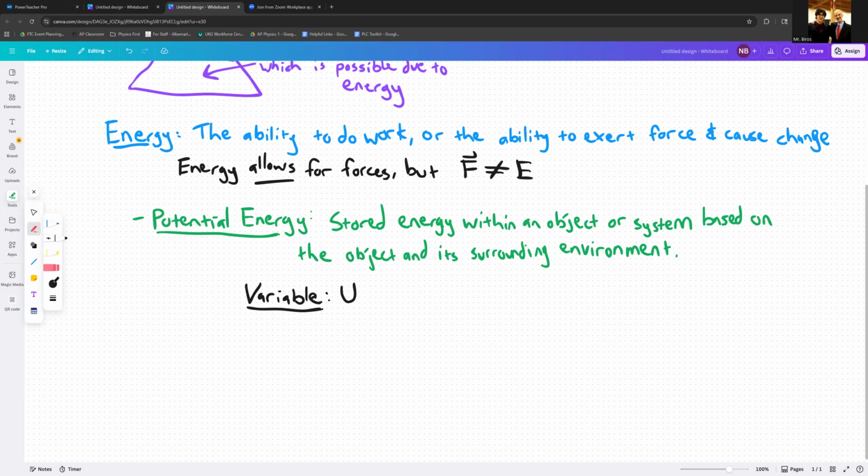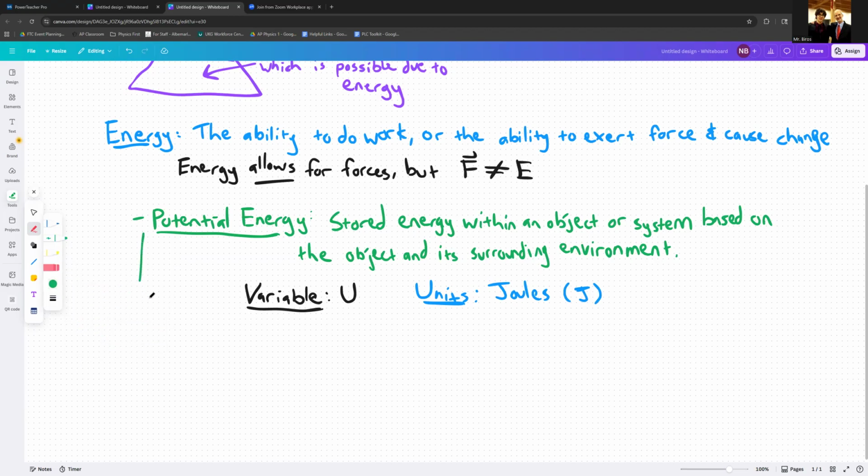So capital U stands for potential energy, and the units for this are joules. In fact, every type of energy that we work with will be measured in joules. Use a capital J for that. There's a few different ways to write joules, and as we get through some of the equations, we might mention what those ways are to write out the units of joules. Okay, but that's the basics of potential energy. Let's move on to two subtypes of potential.